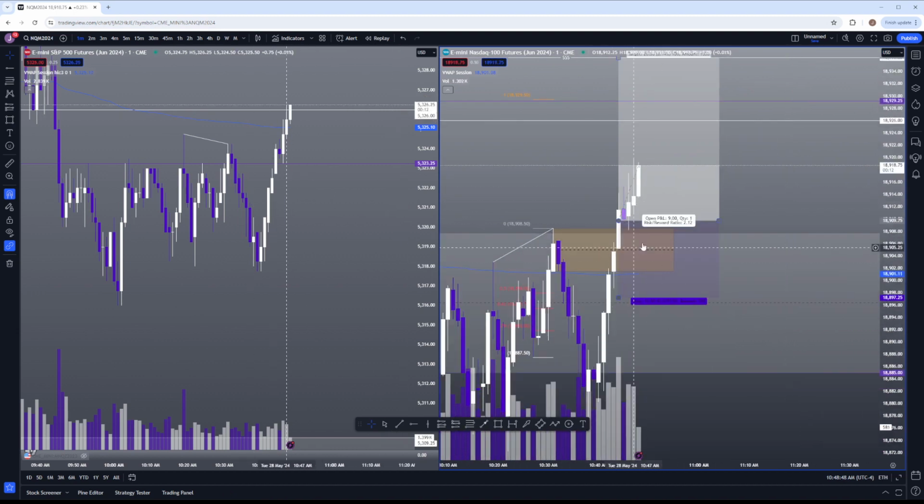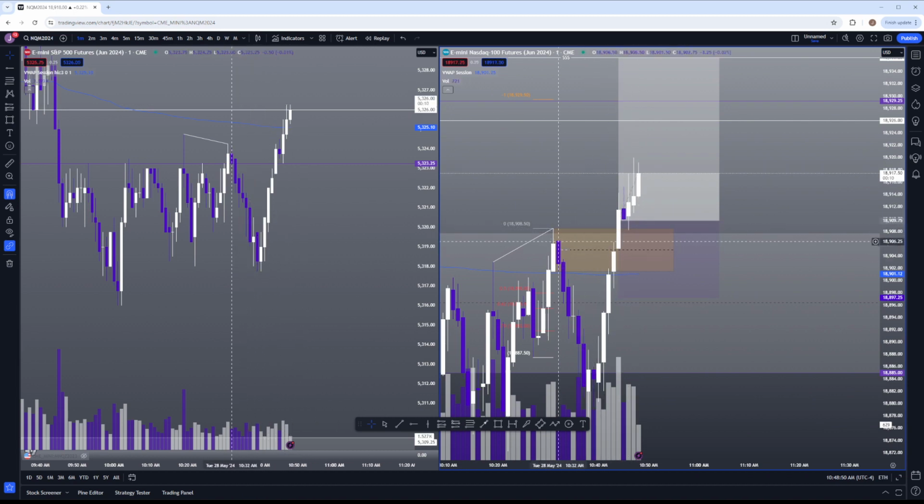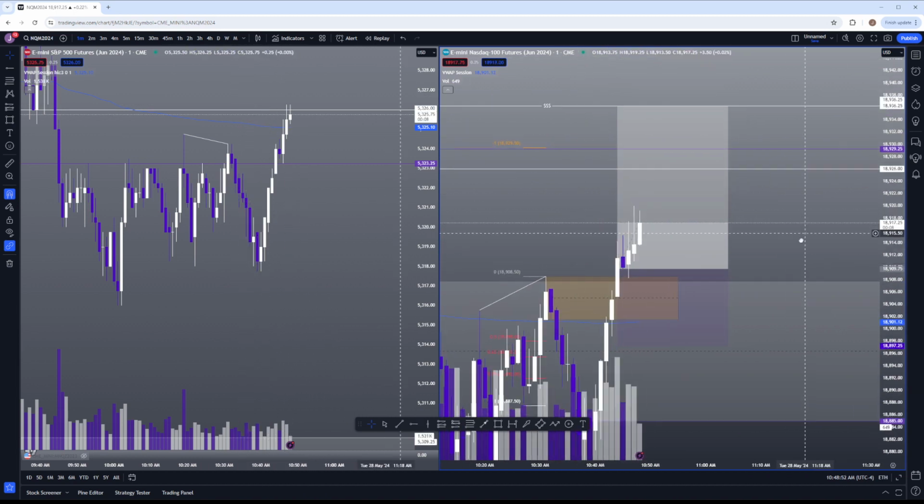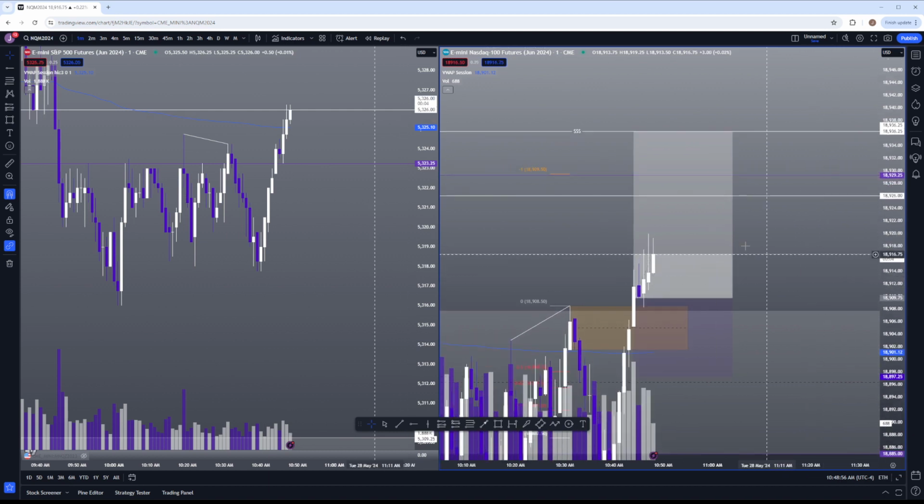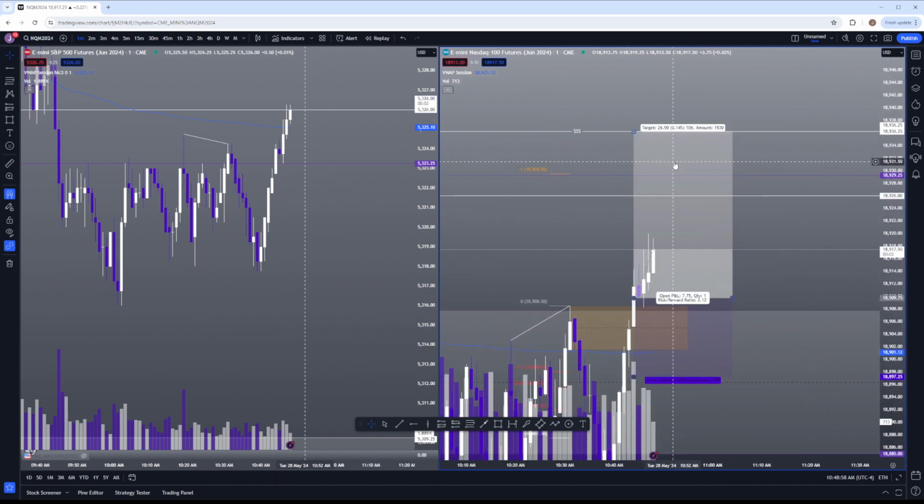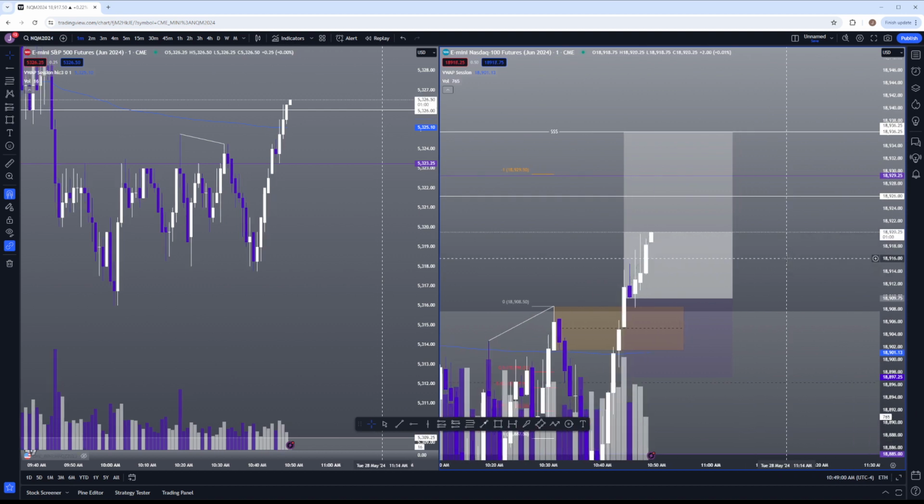So far, that's the entry. That's the entry I wanted right there off that 1 minute fair value gap, off that 1 minute bullish breaker. I just got to see that continuation, actually see some follow through here. You know, look for around 106 ticks for that take profit.